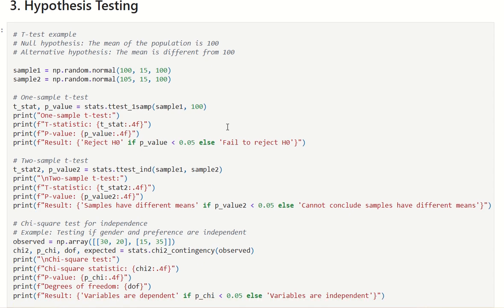But I always complement this with effect size and domain context. Significance is not the same as practical importance.